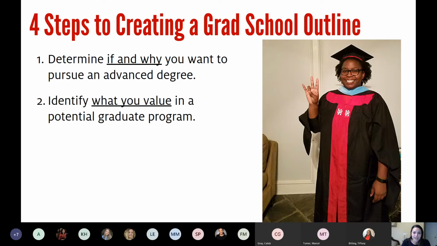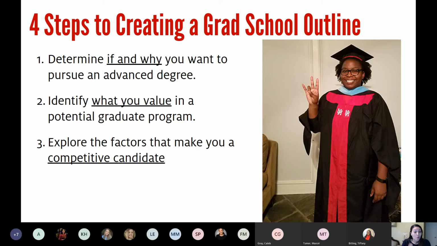Next, you want to identify what are those different things that you value in your potential graduate program. We're going to discuss a number of factors that you may take into account as you think about, well, what is something that I value? And it is going to be very different for each of you. So it's difficult for me to tell you this is the exact thing that you should be looking for, because it's going to be very specific to your needs.